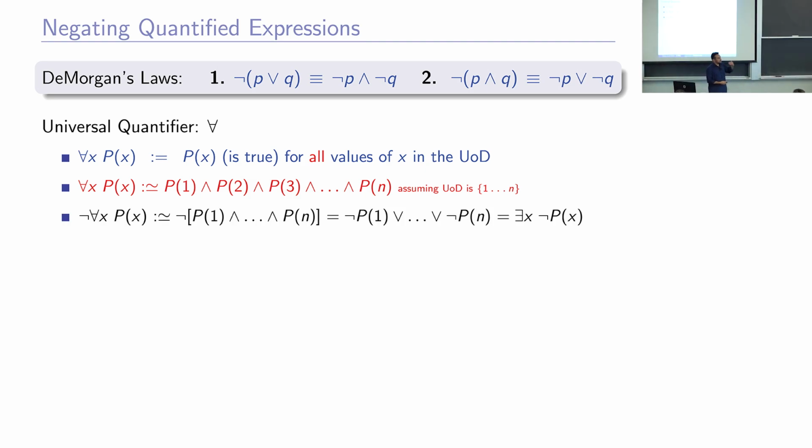That's why the negation of for all x P of x can be thought of as the negation of this long ANDed expression, and apply De Morgan's law to this. De Morgan's law says it will be not P of 1 or not P of 2 or not P of 3 or so on, right? And OR can be thought of as an existentially quantified statement, right? For at least one x between 1 and n, P is false, okay?